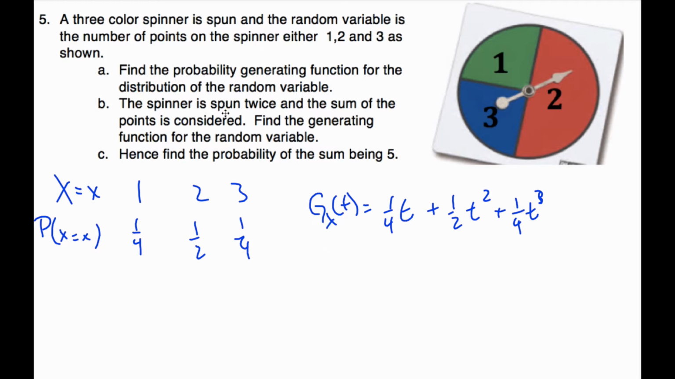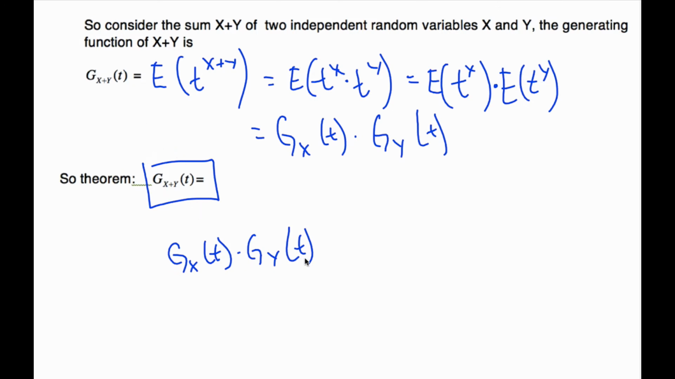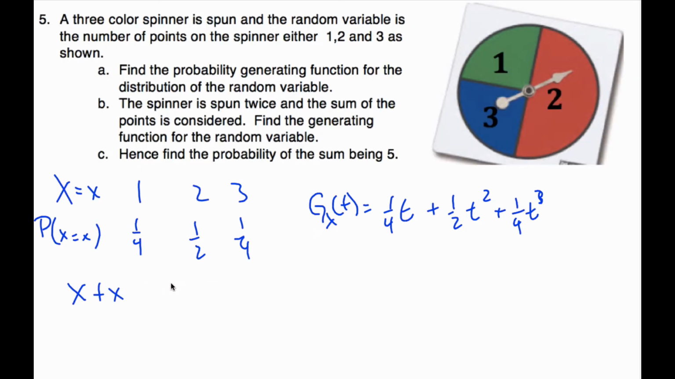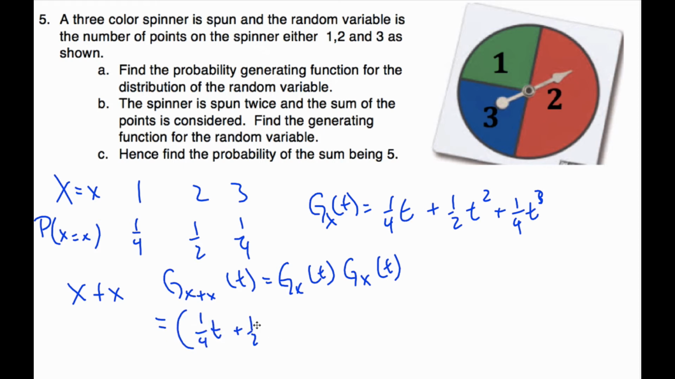Now B part says the spinner is spun twice and the sum of the points are considered. So what that means is I'm going to do x plus x is what I'm looking for. And so to find the generating function, I can use the theorem that we developed last video. When I add the two random variables, I can multiply the generating functions. So this is equal to the generating function of x times x's generating function. I can multiply those together. And so when I do that, I get 1/4 t plus 1/2 t squared plus 1/4 t cubed, and that's going to be, in this case, squared since they're both the same.